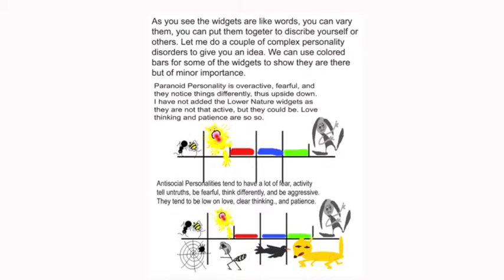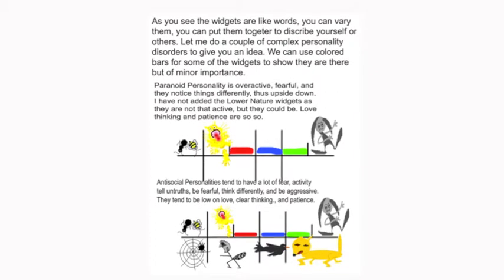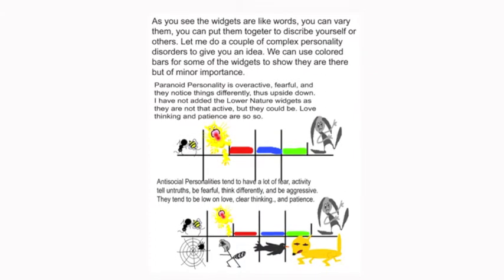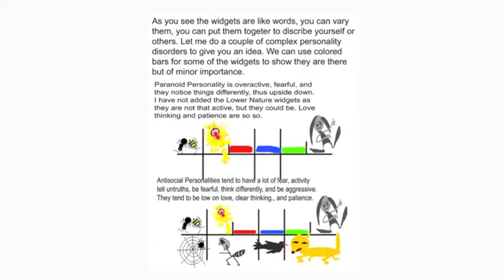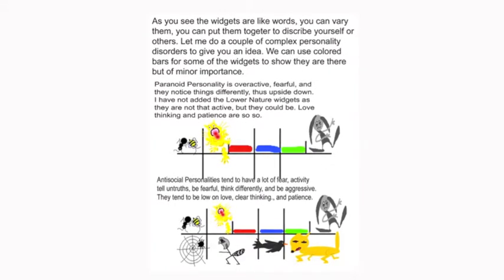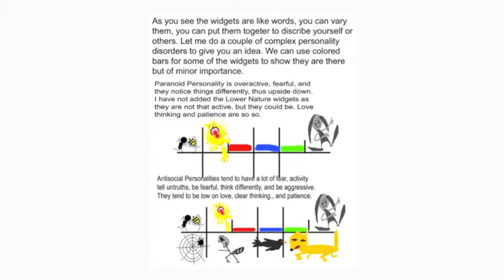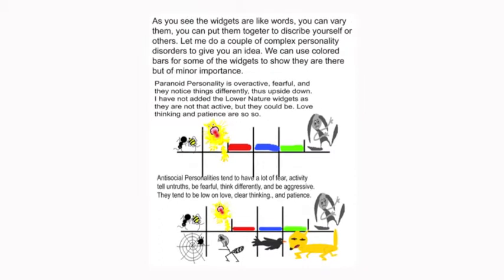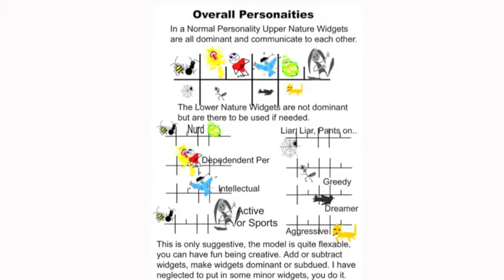Let me do a couple of complex personality disorders to give you an idea. We can use colored bars as some of the widgets to show that they are but of minor importance. The first one is of a paranoid personality. They have lots of fear and they act upon it. The second one is an antisocial. It's very much like a paranoid personality, but the lower nature is very active.